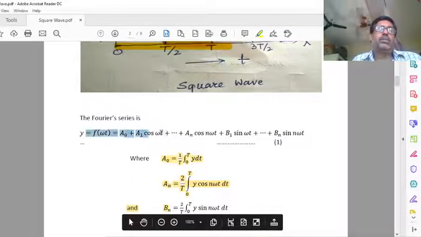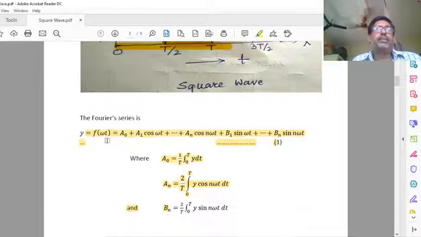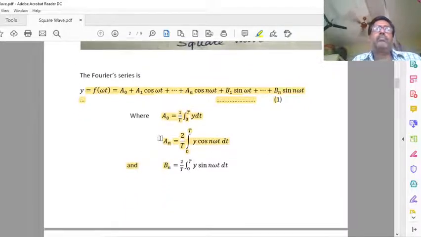First, see here. This is the Fourier series. Here A0, A1, A2, A3, AN, B1, B2, B3, B4, Bn. Our job here is to get the coefficients, because whenever we want to apply Fourier's theorem to analyze any complex wave, we must know the values of A0, AN, Bn. These are the Fourier coefficients.